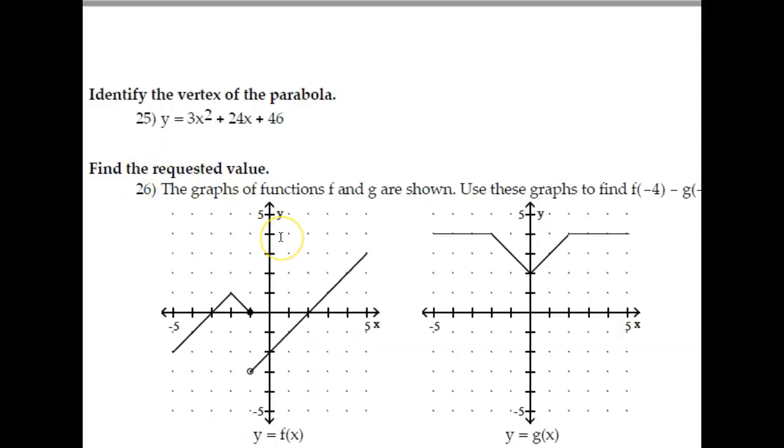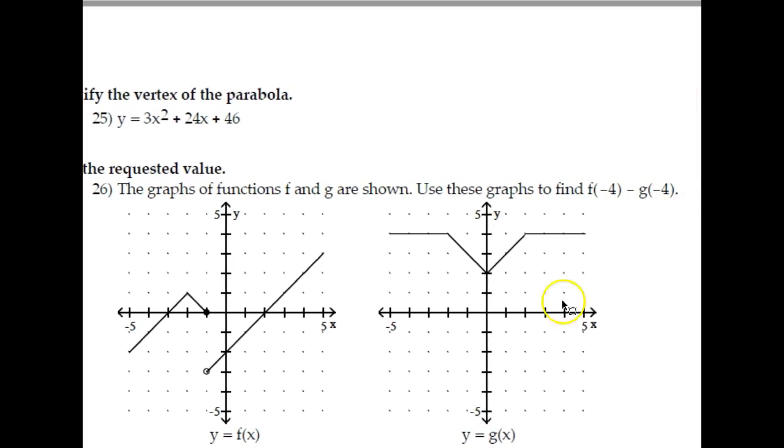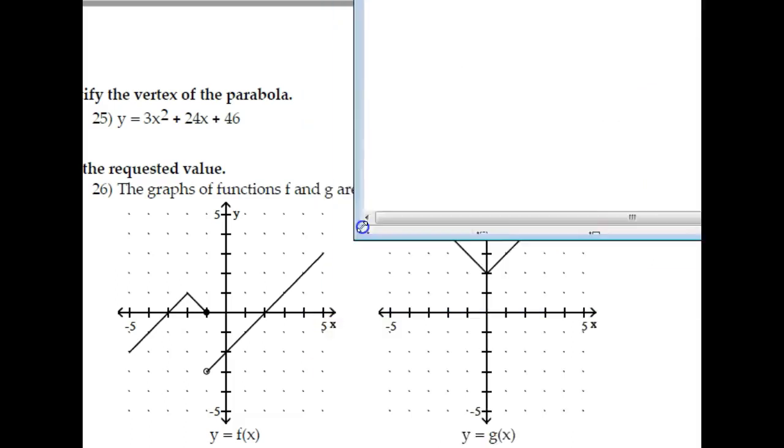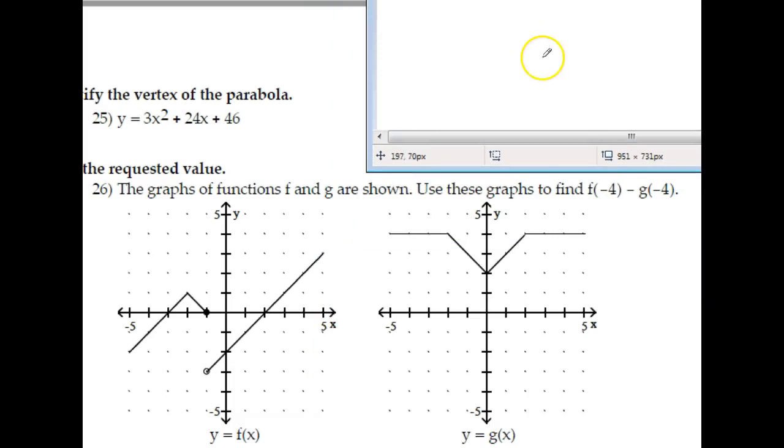For number 26, we have two functions. Their graphs are shown here. This is f of x, and this one's g of x. And we're going to use these graphs to find f of -4 minus g of -4. So let me get a little clear space here. f of -4 means look at the f graph here, go to where x is -4, 1, 2, 3, 4, and see what the function value is. What is f of that? And it's right here. This is where the function is when x is -4, and so it is -1.